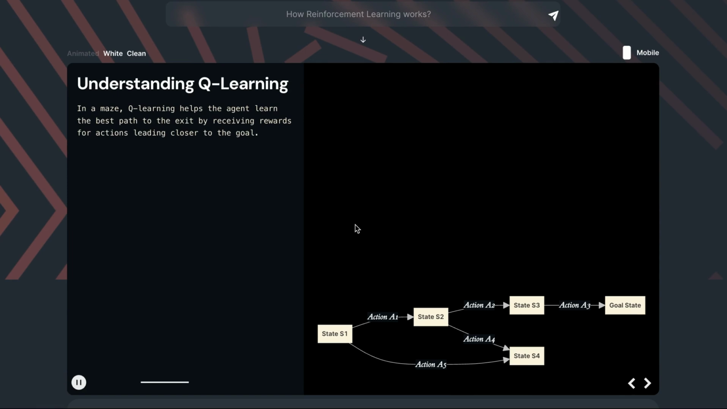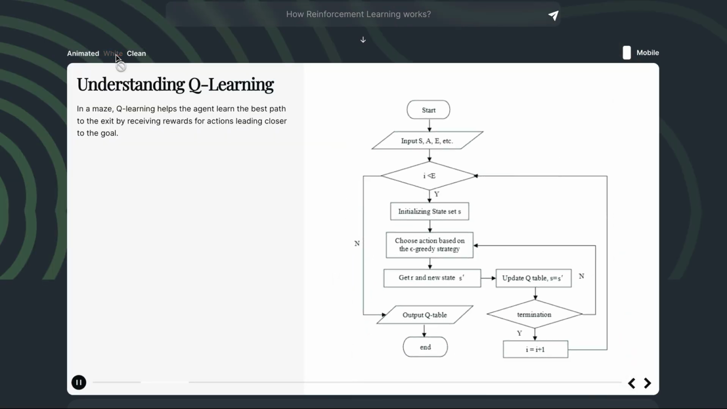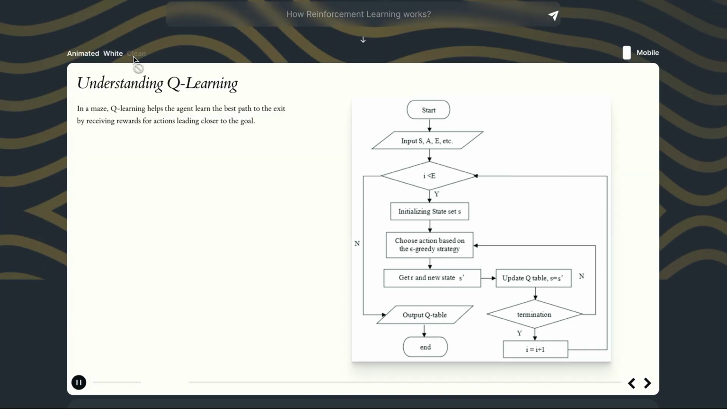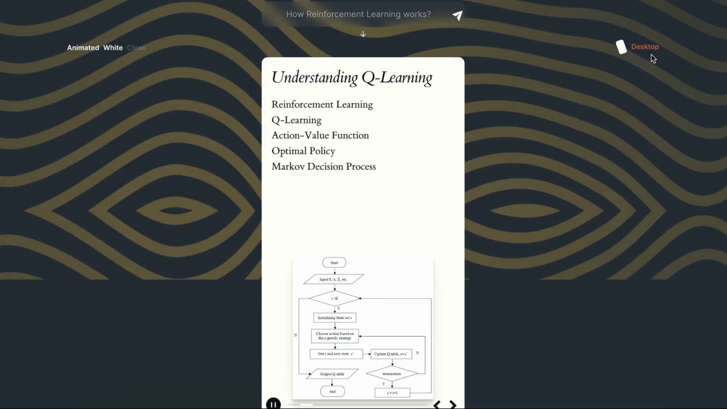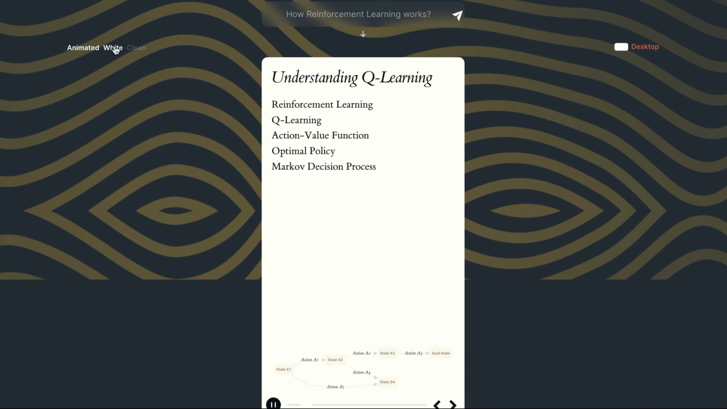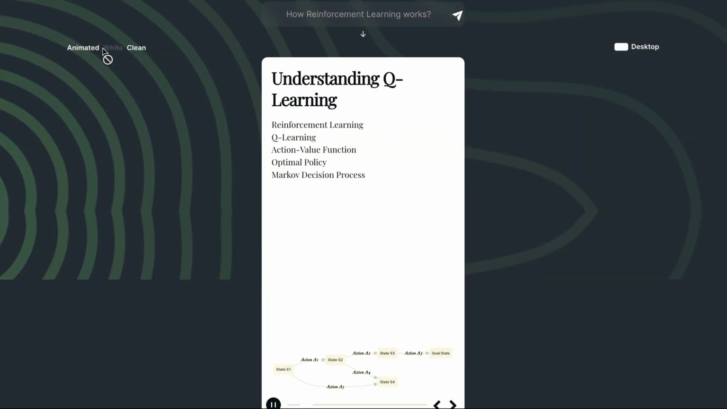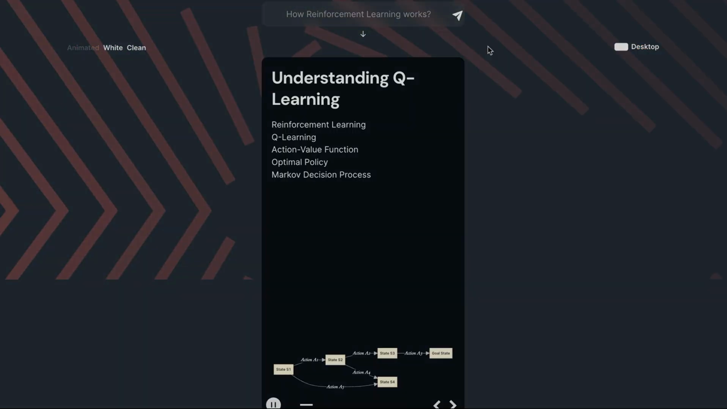Q-Learning is a model-free reinforcement learning algorithm used to find the optimal action selection policy for any given finite Markov decision process. It works by learning an action value function that ultimately gives the expected utility of taking a given action in a particular state and following the optimal policy thereafter.